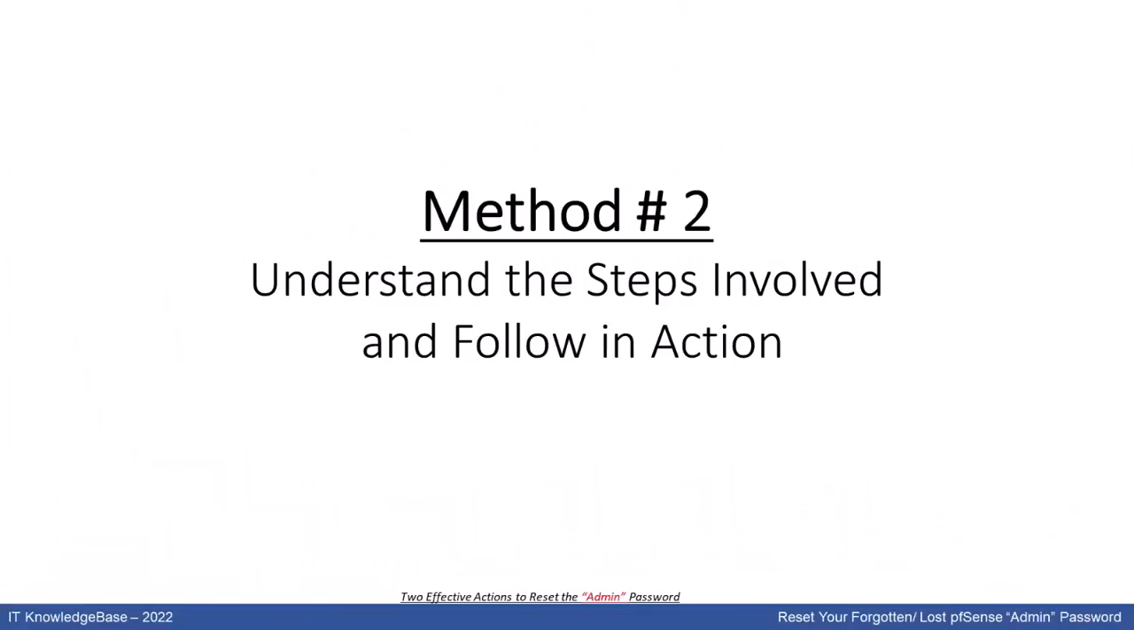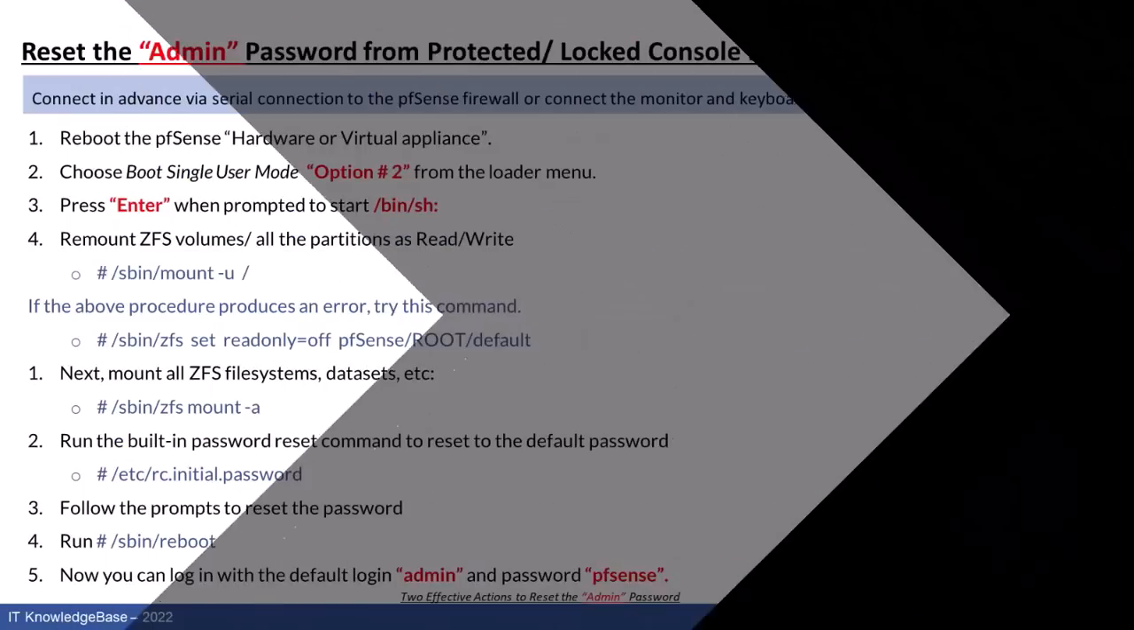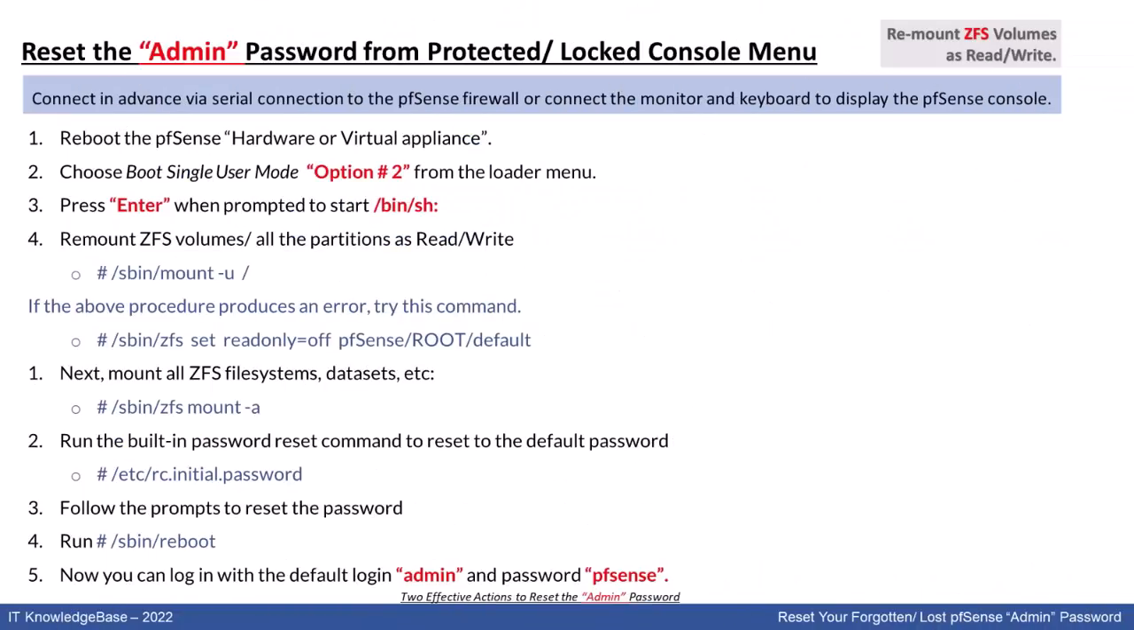Method number 2: understand the steps involved and follow in action. Reset the admin password from the protected, locked console menu, and this is for remounting ZFS volumes as read-write. Connect in advance via serial connection to the pfSense firewall, or connect a monitor and keyboard to display the pfSense console. If you are accessing your pfSense firewall over the network, then that's fine.